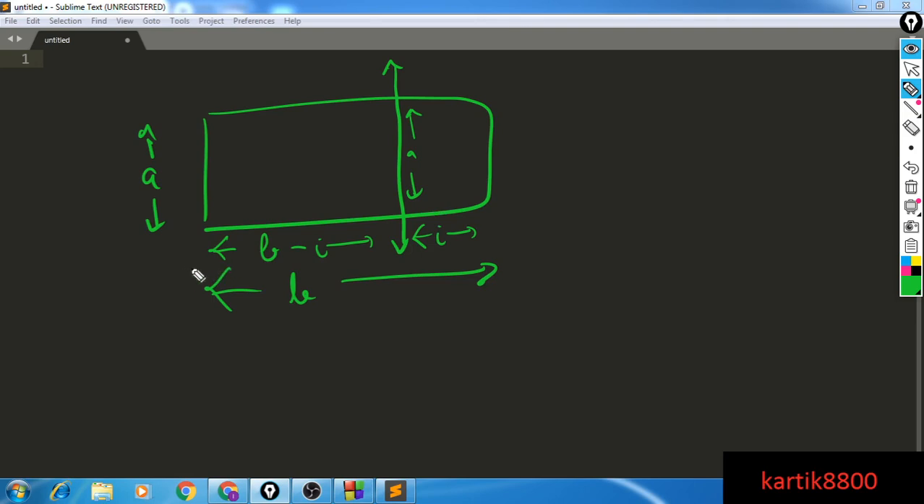So we saw that for vertical cuts we have B minus 1 options. We will be trying them all out, and whichever way gives me the smaller answer, that is going to be my final answer.